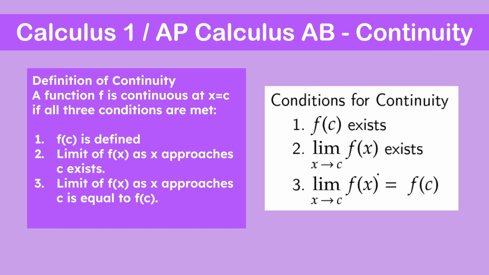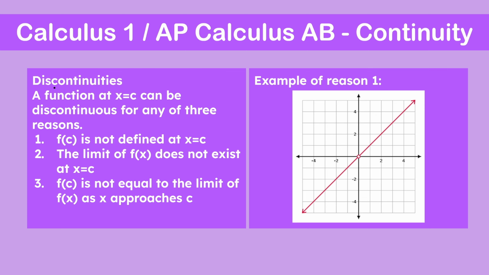And to see that in a simpler form, this just says the conditions for continuity. The first one is f of c exists, the second one is the limit of f of x as x approaches c exists, and the third one is the limit of f of x as x approaches c is equal to f of c. So now let's talk about discontinuities.